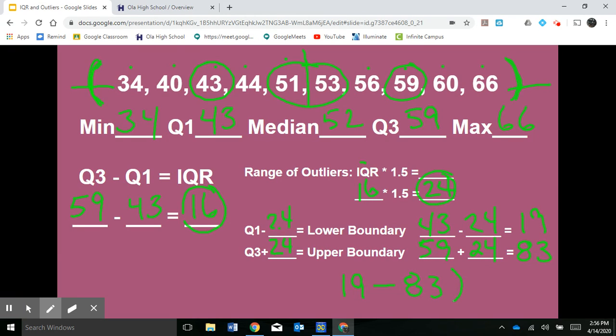Anything outside that fence is considered an outlier. Now, in this set of data, there's no outlier because 34 is within that fence and 66 is within it too. Neither the 83 nor the 19 is hit. So all of these numbers from 34 all the way to 66 are considered good data. There's no outliers that we would want to throw out and say that's not good data. All right, so let's try one more.